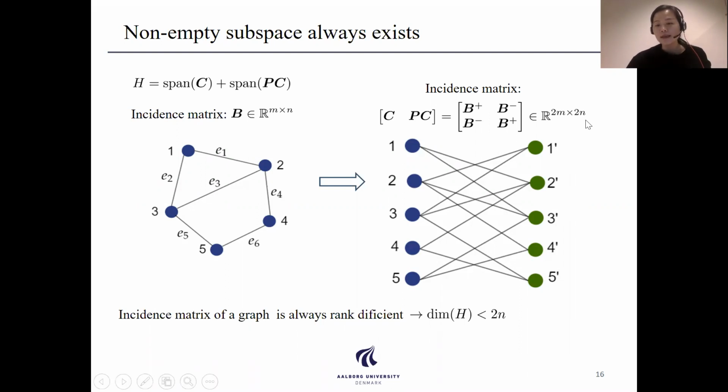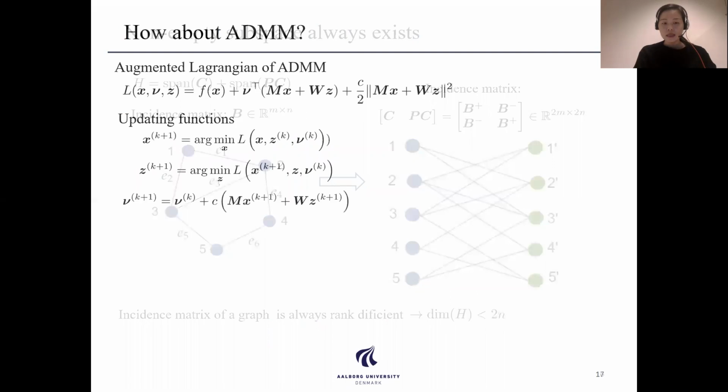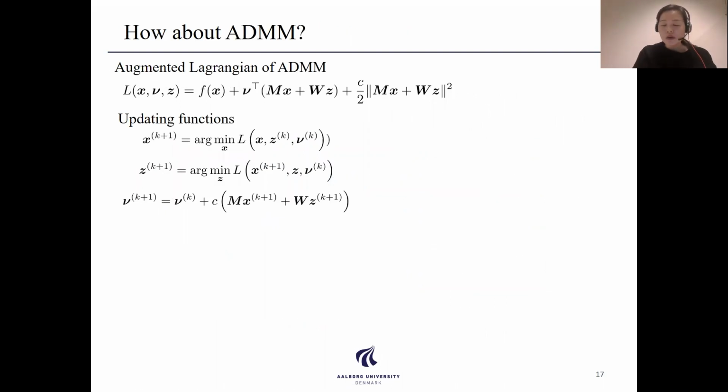So this is why, as long as m, the number of edges, is not smaller than the number of nodes, we always have a non-empty subspace for us to insert the noise for privacy preservation. And actually the same story holds for ADMM.